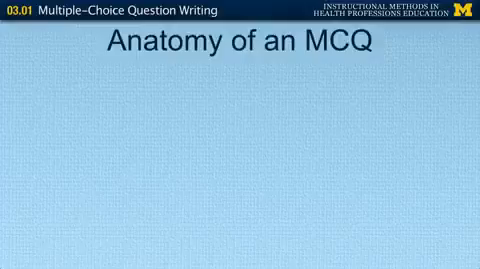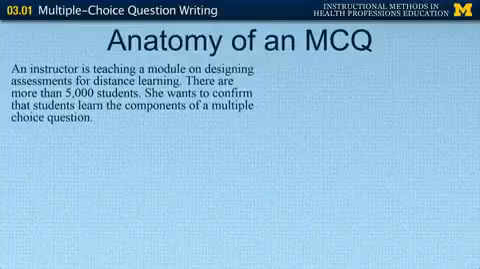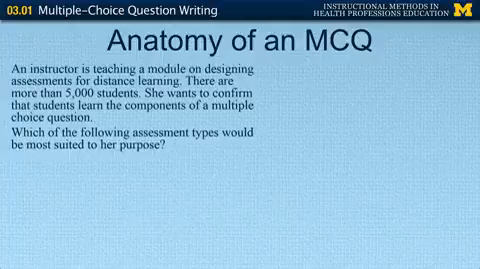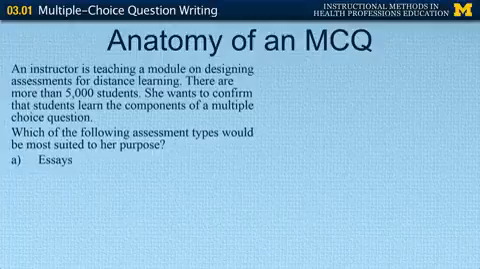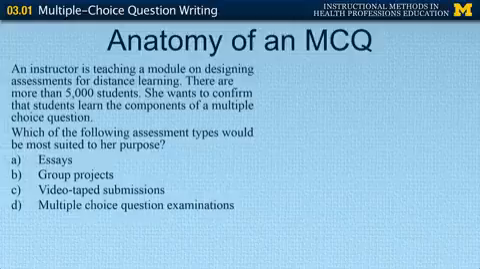So let's look at the anatomy of a multiple choice question. So the first part, an instructor is teaching a module on designing assessments for distance learning. There are more than 5,000 students. She wants to confirm that students learn the components of a multiple choice question. Which of the following assessment types would be most suited to her purpose? A, essays. B, group projects. C, videotaped submissions. D, multiple choice question examinations.